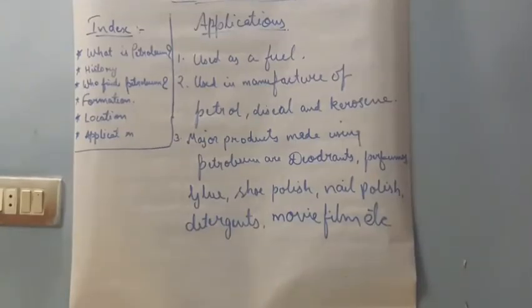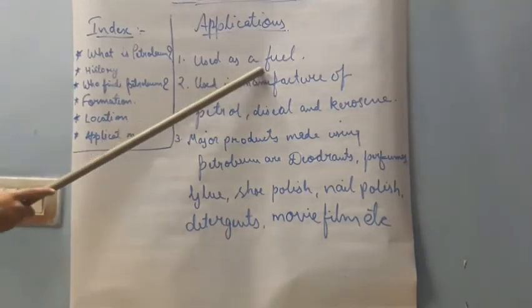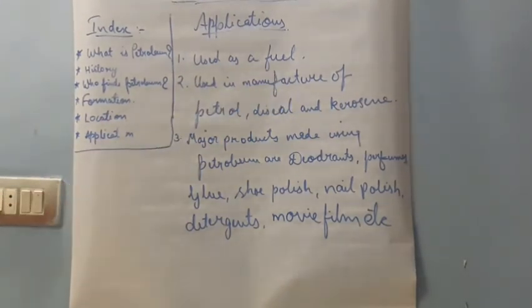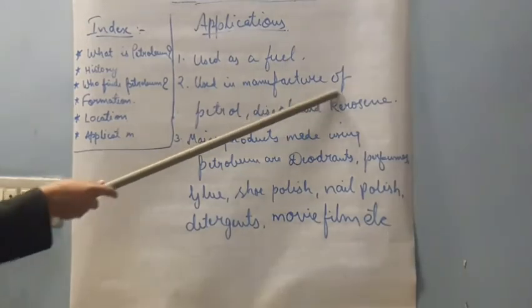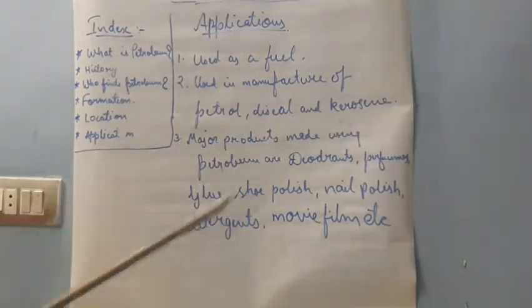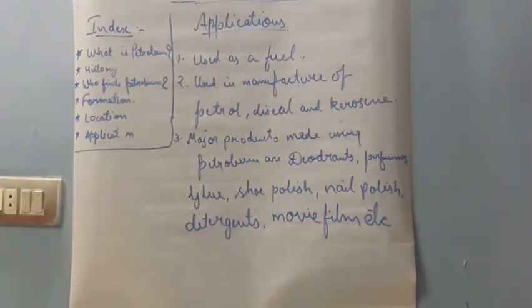Now, what are the applications of petroleum? First, it is used as a fuel. We have learned in the introduction that it is a very important fossil fuel. It is an energy-giving fuel. Second, it is used in the manufacture of petrol, diesel and kerosene. So from petroleum we obtain petrol, diesel and kerosene.